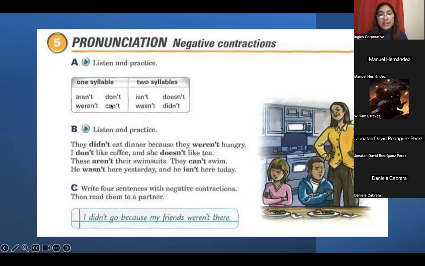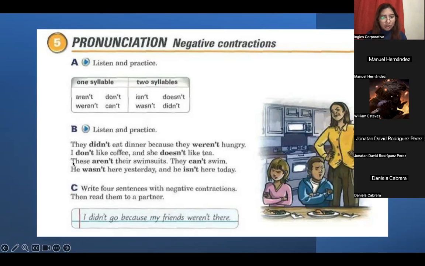Didn't. Esa es la diferencia. Si se fijan acá, si hacemos esta palabra con dos sílabas, se va a escuchar raro. Aren't. Entonces se va a escuchar diferente. Don't. No podemos utilizar dos sílabas, right? Es por eso que solo se hace una. Aren't, don't, weren't, can't. Porque si no va a perder énfasis lo negative. Entonces tenemos isn't, doesn't, wasn't, didn't. Ya lleva las dos.